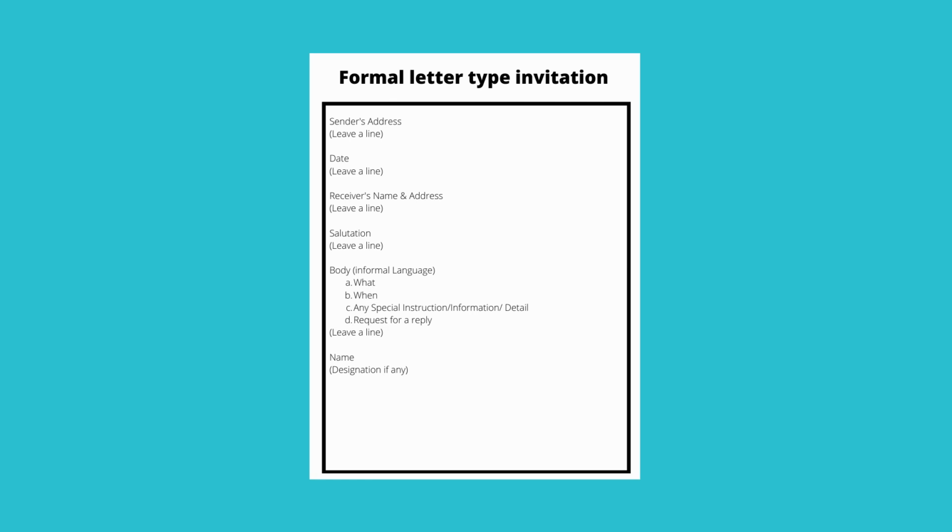It will take the format of formal letters: first the sender's address, then the date, then the receiver's name and the address, then the subject, then the salutation, and then an invitation body of one paragraph where you can write, "We are glad to invite you." It can be anything. I am just giving you one sample, that we are glad to invite you on the auspicious occasion of XYZ event to be held at our place.